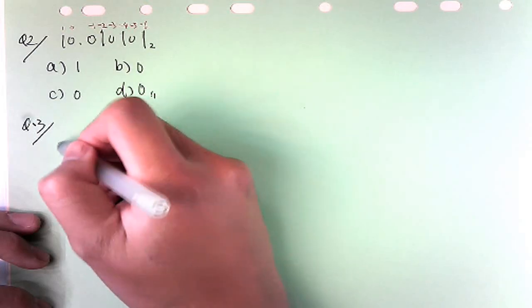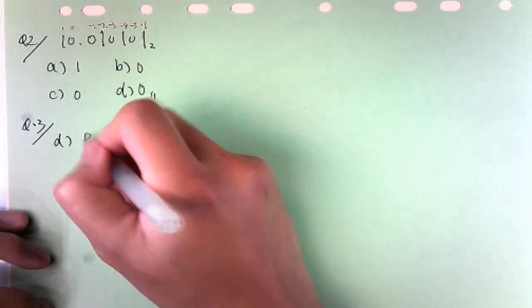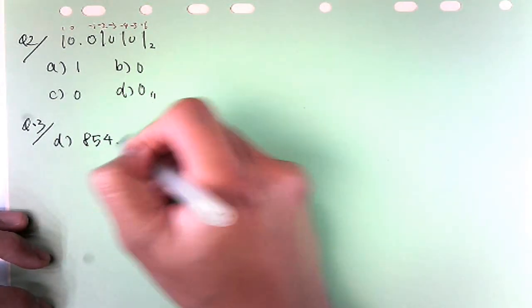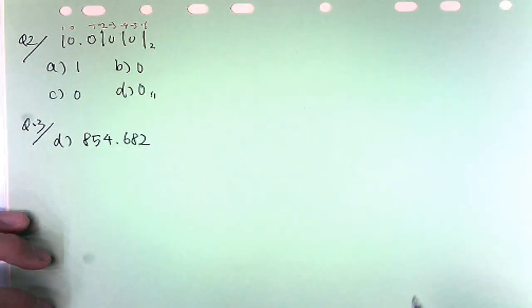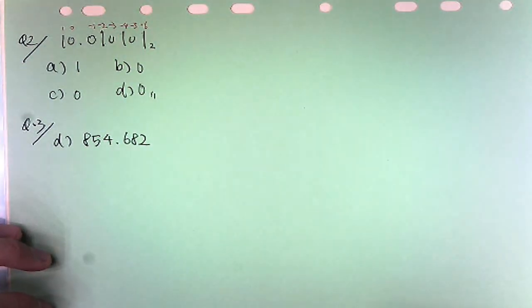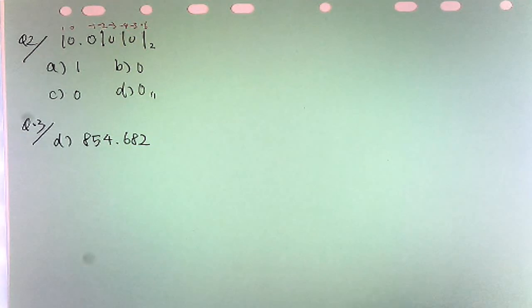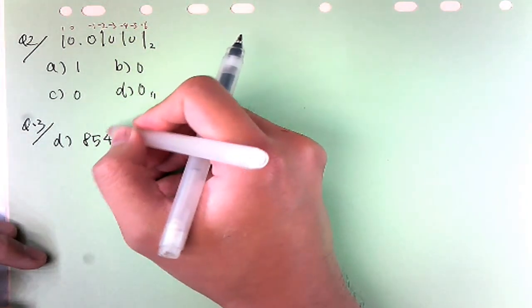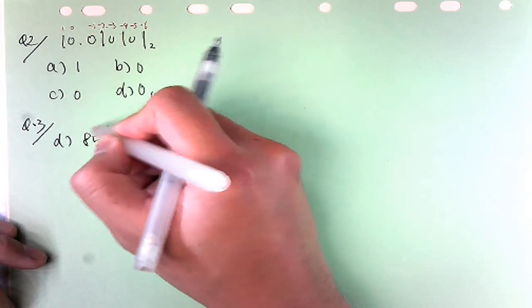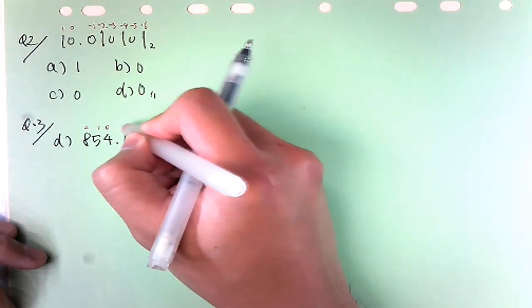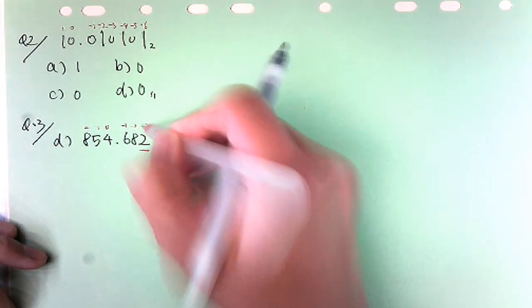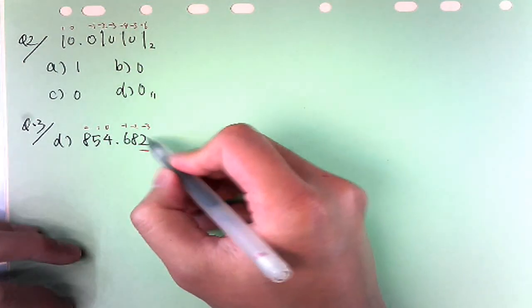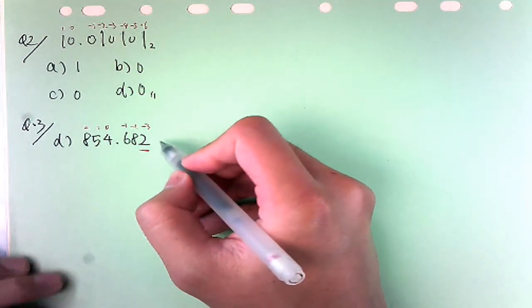I will do one part. Go to D, copy out. This is a binary number. Write down the place value of the 2. 2 is here, right? So you can just mark all the power first: 1, 2, 0, 1, 2, and then minus 1, minus 2, minus 3, right? So the place value of this 2 is 10 to the power minus 3.